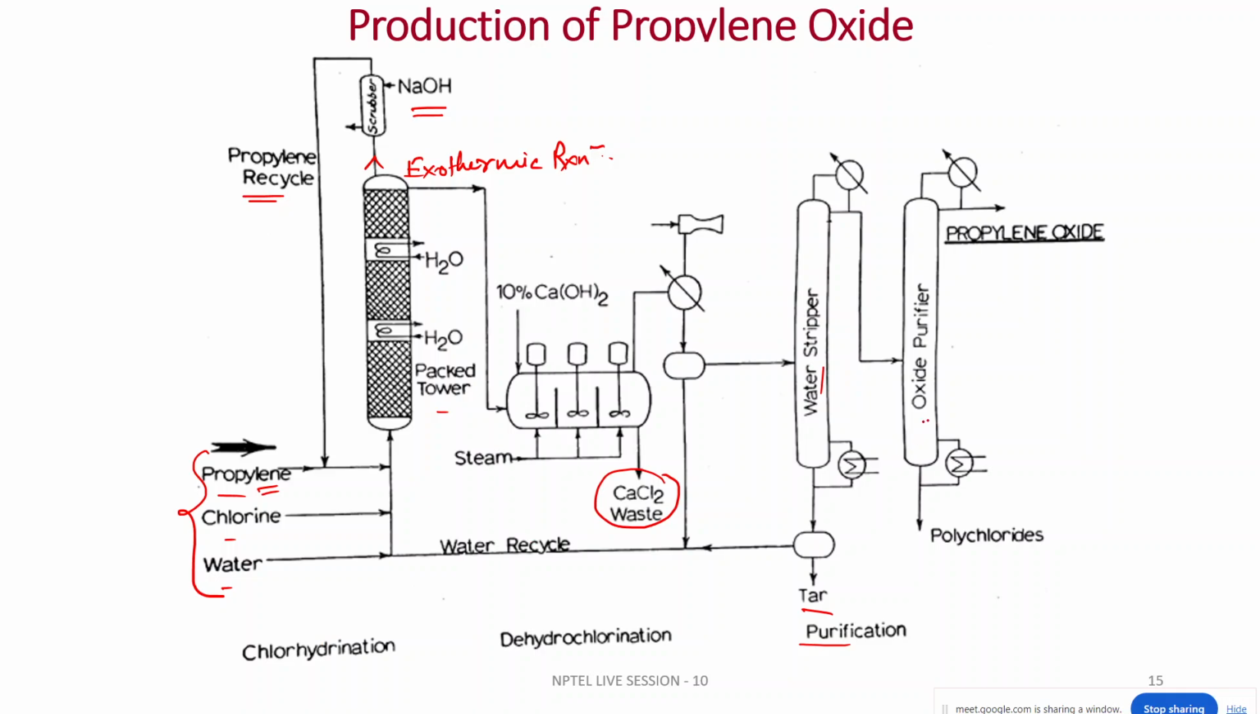At the last unit, that is the oxide purifier, from the top we are getting our desired product, that is propylene oxide, and some undesired products, those are polychlorides. So this section is in the packed tower, where we are having chlorohydration. And here, by using the caustic calcium oxide basic treatment, we are doing dehydrochlorination because we are precipitating out the calcium chloride waste.